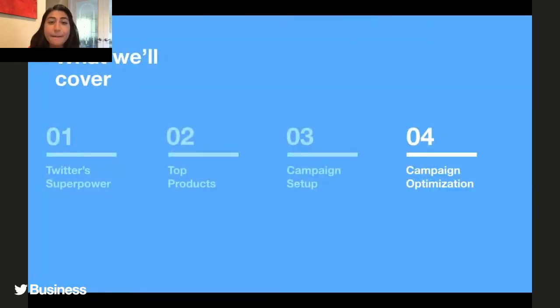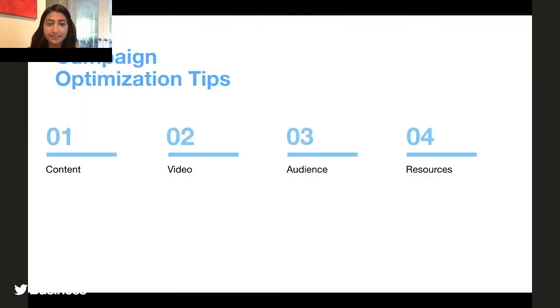By this point, you've all learned about Twitter's superpower, our products, and have even set up your first campaign, or your second or third campaign. Feel free to go back and replay any of them or share them with your team. This section will be divided by going over best practices first around content and video, followed by certain adjustments you can make in your ads manager around your audience settings and where you can go to find helpful resources for continued success on our platform. Let's get started.